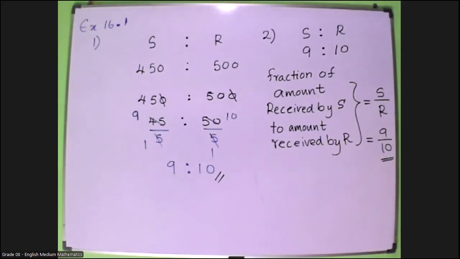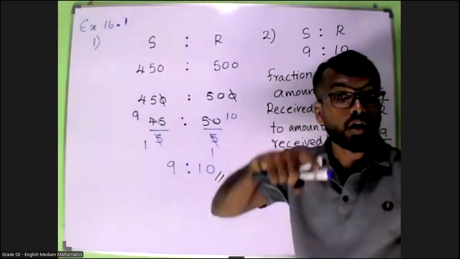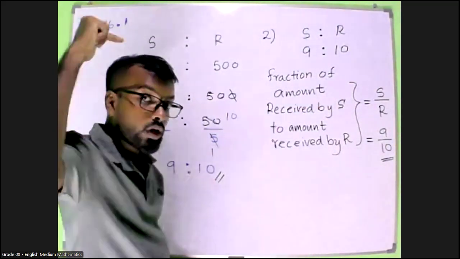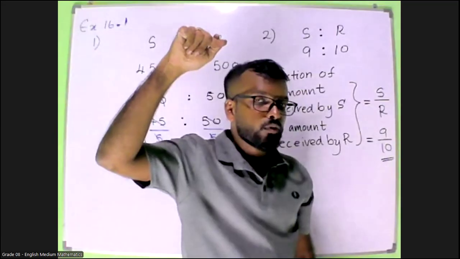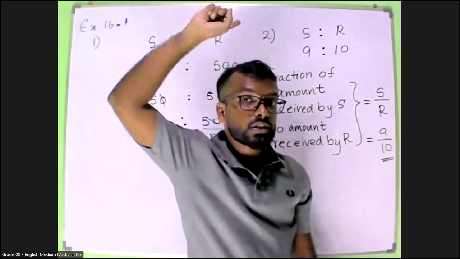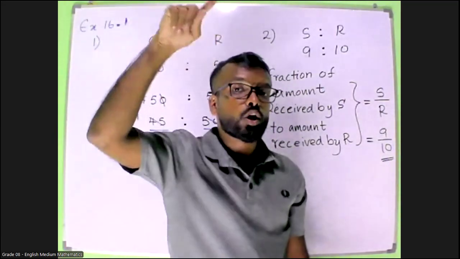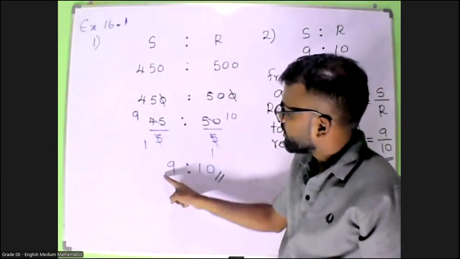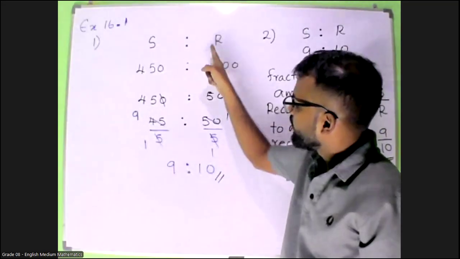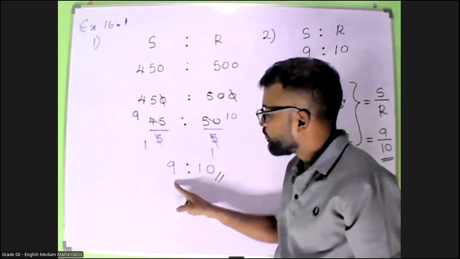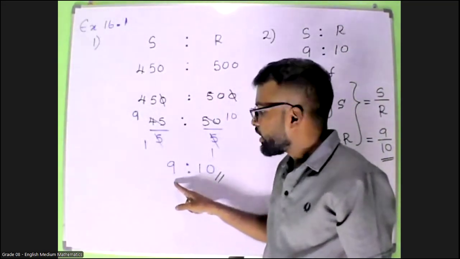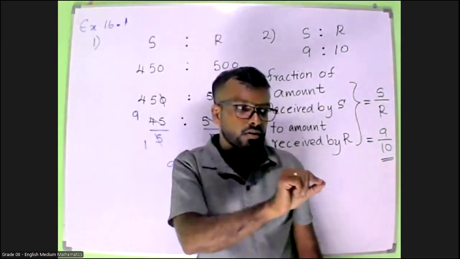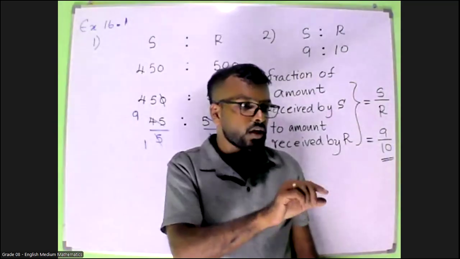Let's do the third one. What fraction of the total amount? How do you find the total amount? If you remember in the mixture problem, how do we find the total? Here you have Sudesh 9 parts, Rahim 10 parts. How do you find the total? 9 plus 10.